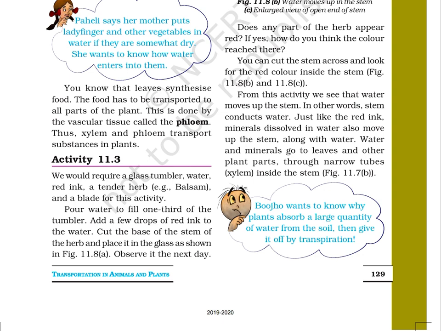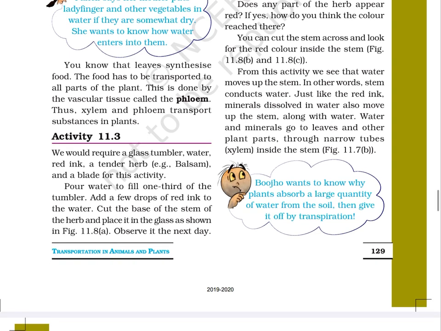Just like the red ink, minerals dissolved in water also move up the stem along with water. Water and minerals go to leaves and other plant parts through narrow tubes or xylem inside the stem. You can observe this in figure 11.7b. There's a thought bubble given here. A picture of Bojo is next to it. Bojo wants to know why plants absorb a large quantity of water from the soil, then give it off by transpiration.